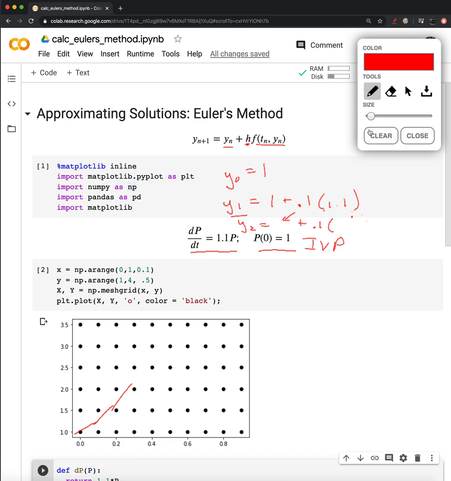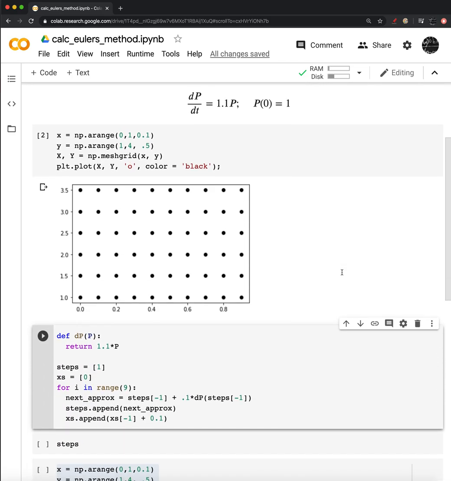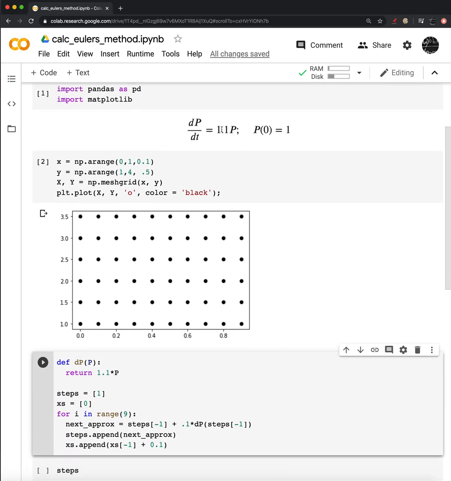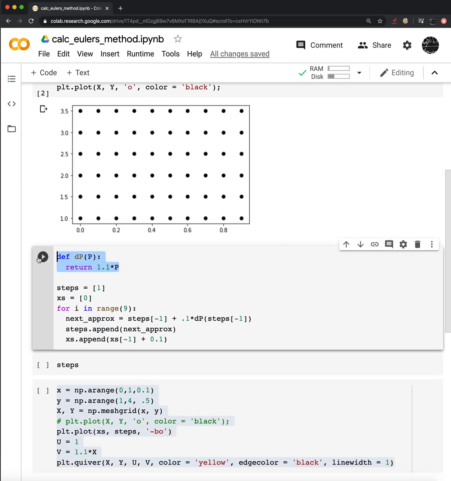Okay, so this is the big idea, but let's now actually implement it. So using this same differential equation, where we have dp dt equals 1.1 times p, and we have an initial value at 0 of 1, I've just defined a function to be that derivative. We'll start at 1, and I'm also going to keep track of my x's, and then I'm just going to take 9 steps ahead. So we'll have a total of 10 values for y. And our next approximation is just the last approximation plus whatever our step size is.